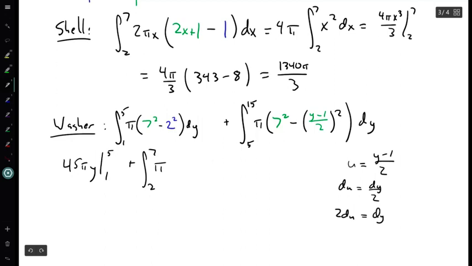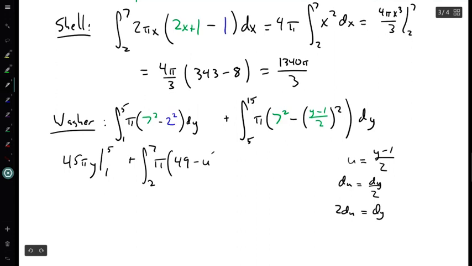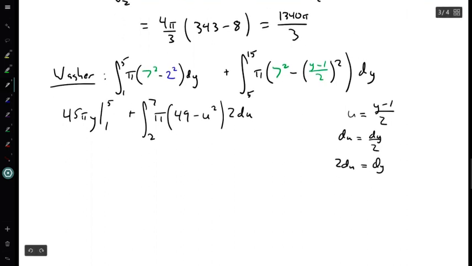I still have pi. 7 squared doesn't change. That's still 49. Fortunately, I can substitute in u for that y minus 1 over 2, so I've got 49 minus u squared here, and dy is 2 du. Cool. So now we can actually do this second integral, and we can evaluate the first term.